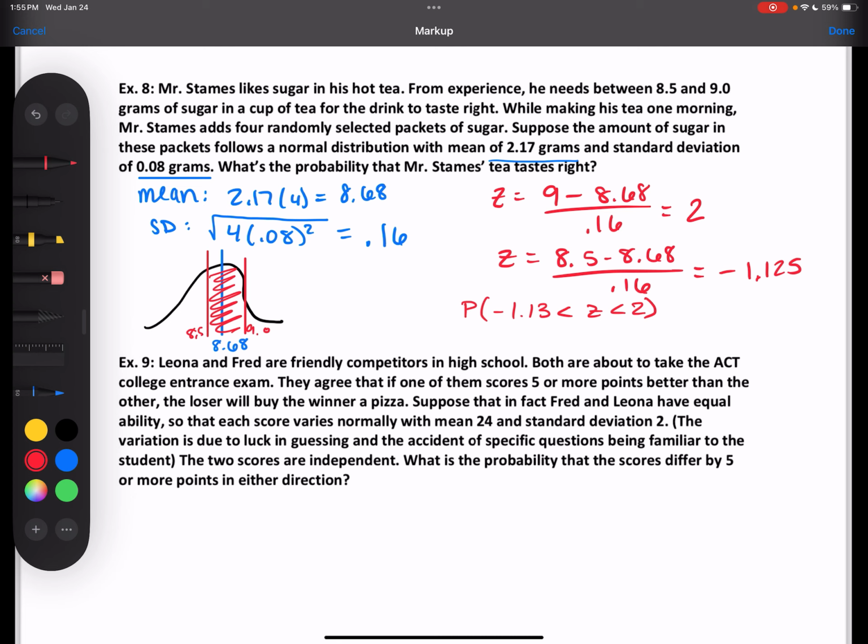Okay. So go to your z table, and you're finding negative 1.13, and then you'll also have to go to the other table that has the positive ones and find 2.00. Point 1292. And that's for the negative. Plus point 9772.